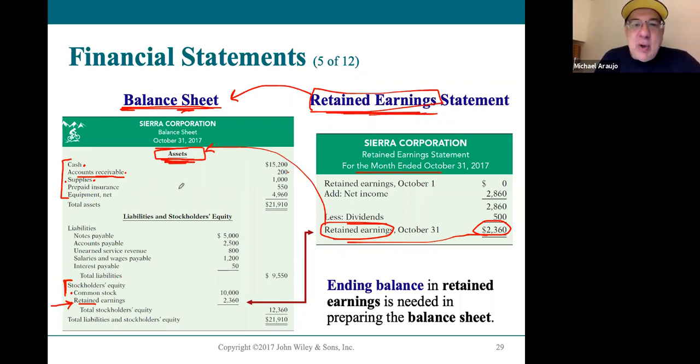And so supplies starts as an asset, but once you've used it up, you'll see it on the income statement as supplies expense. So that's one of the connections I want you to see. You'll see supplies on the balance sheet. That's your asset. Once you've used them, you'll see it turn over to supplies expense on the income statement. That's an important observation for you.